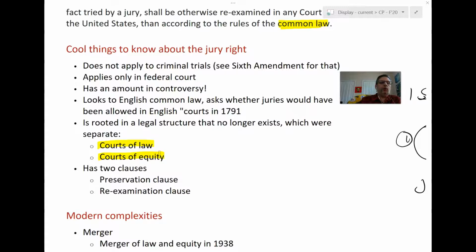Basically, in England, a court of law would have a judge and would decide forms of action, like replevin, trover, trespass on the case. Those of you taking torts, taking contracts, when you read those super old cases, you'll see reference to some of these old writs for these old forms of action. Well, those were decided by courts of law, by judges.